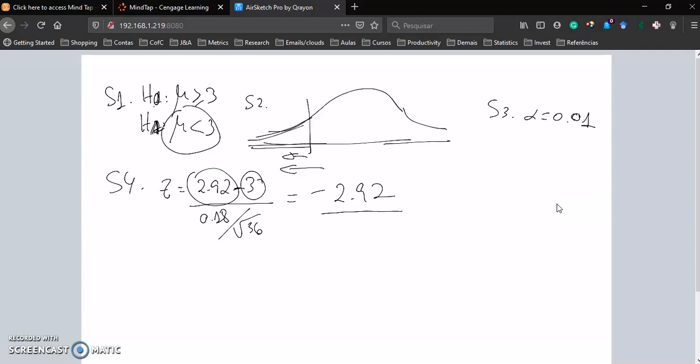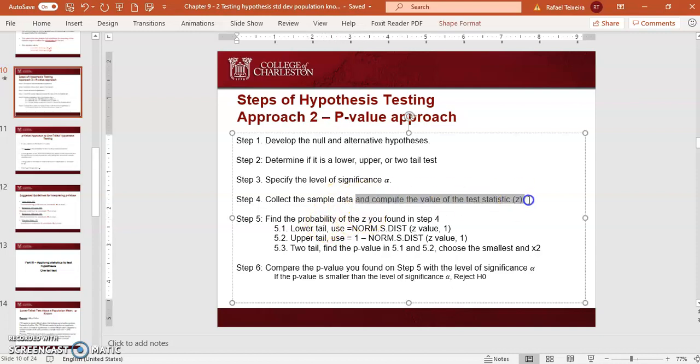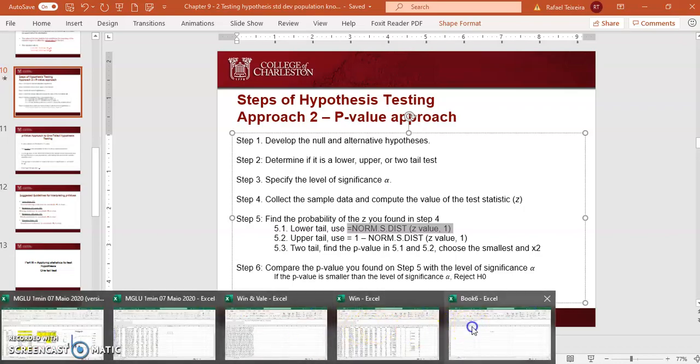Now what I have to do is turn this z value I found here into a probability. Then I have to follow this rule. Is it a lower tail? Is it an upper tail? Is it a two tail? It's a lower tail. So if it's a lower tail, I'm going to use Excel like this. Let me show you in an Excel file.